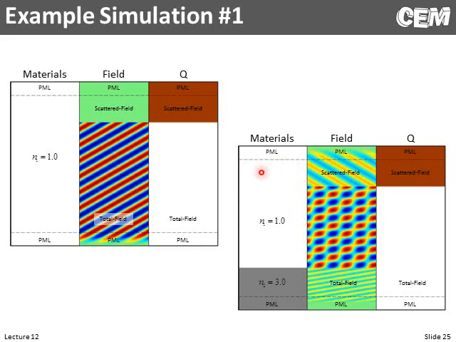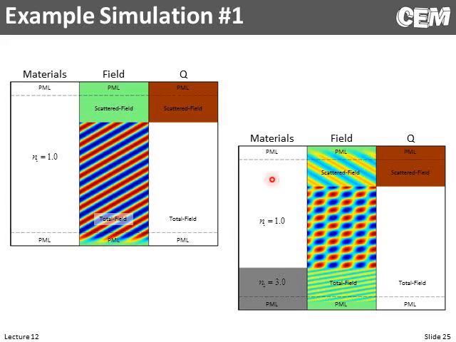So now instead of having pure air, let's have air at the top, and then down at the bottom we have something with refractive index 3.0. We know analytically this will give us a 25% reflection. So let's see what happens. We're not going to see the source up here, but we see something else. Let's think about what that is.